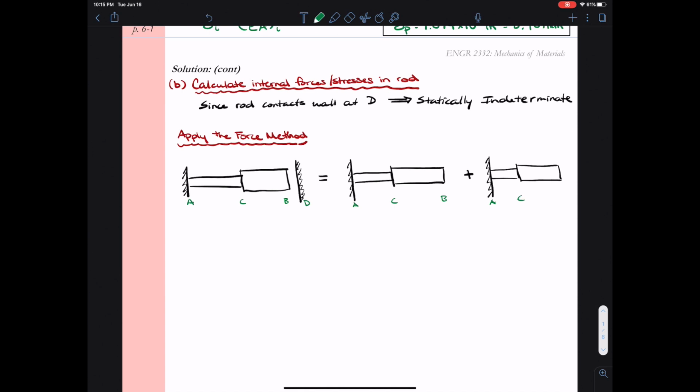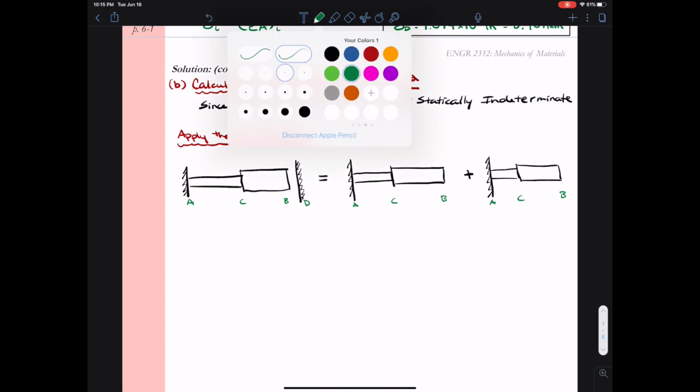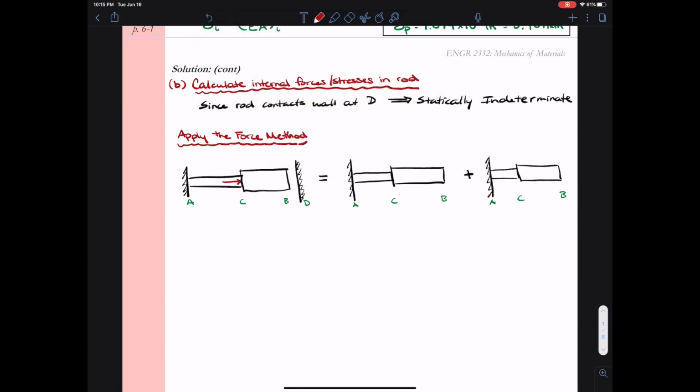Now I'm going to pretend that the wall is not there. So in my second free body diagram, I pretend the wall is not there, and I basically just remove it from my free body diagram. Okay, I only removed the wall, I didn't remove the force. So in my second free body diagram, I want to include the force at point C. I want to include the force P that is going to cause this rod to extend.